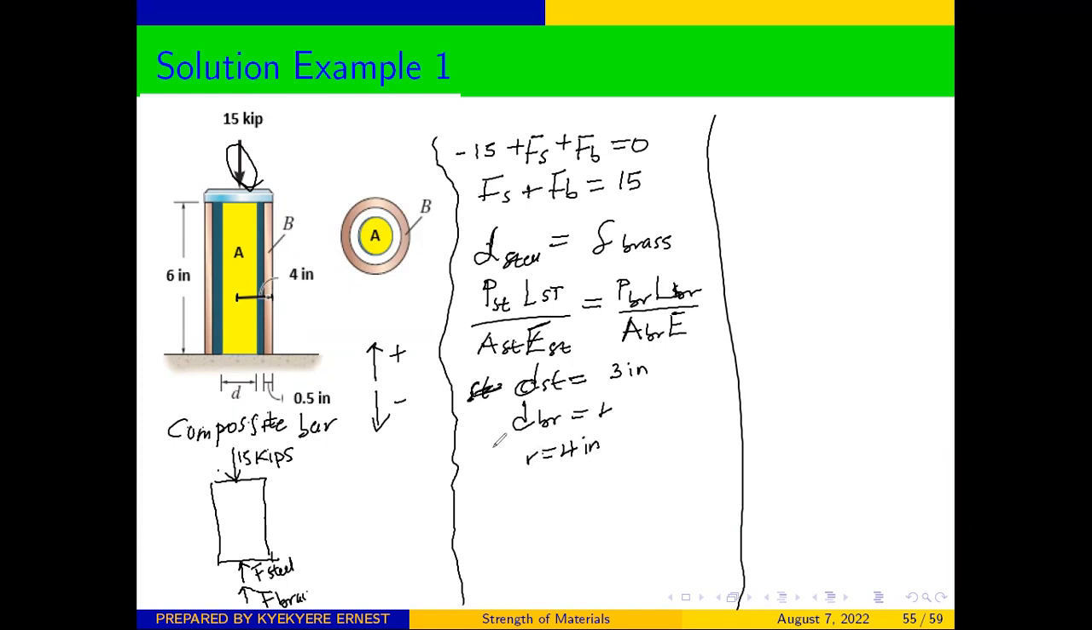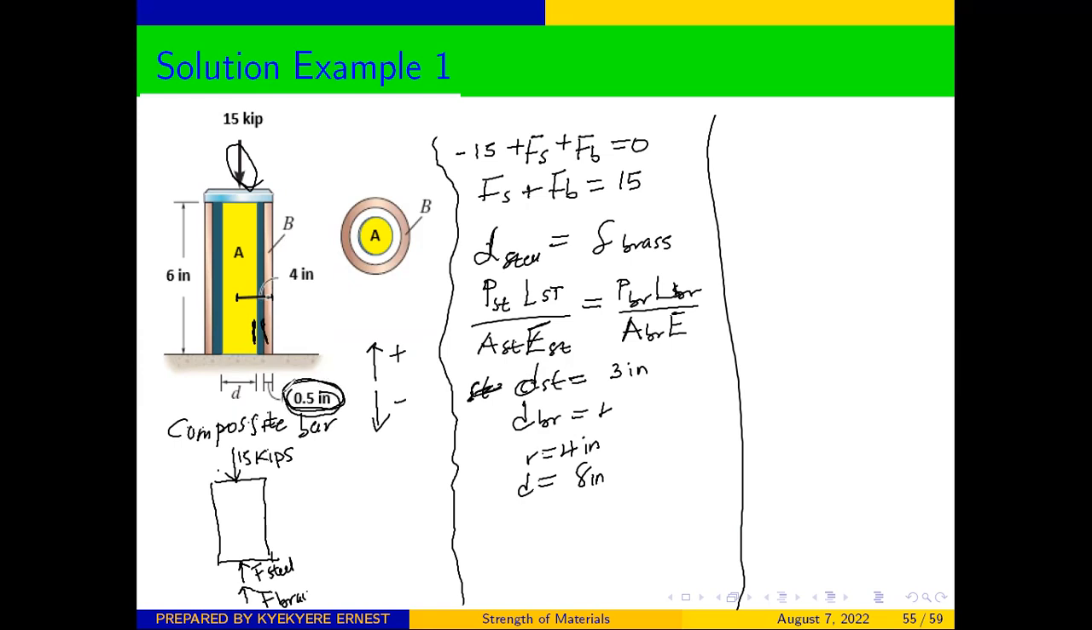So it means that the diameter of the whole structure there should be equal to 8 inches. And we are told that the diameter of the yellow portion, which is for the steel, is 3. And we also know that the distance of that insulation between the two metals, we are told that it is 0.5 inch.